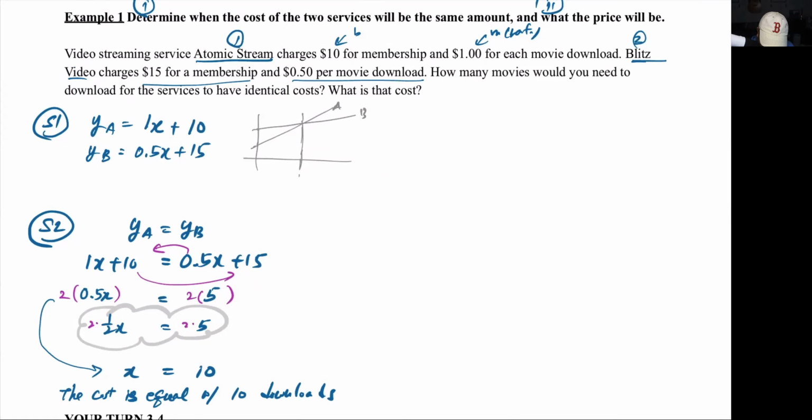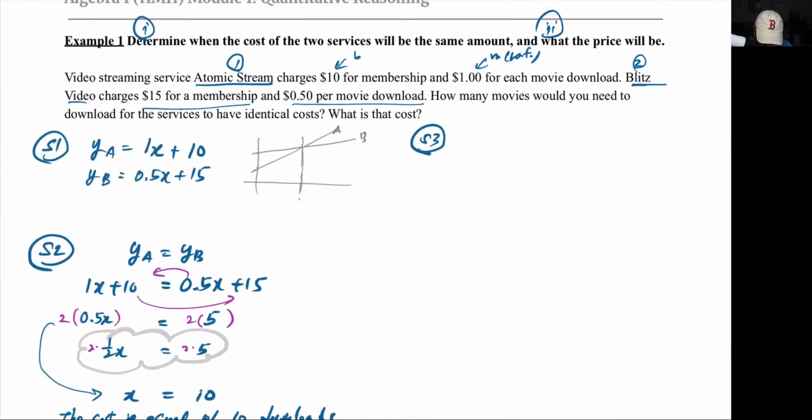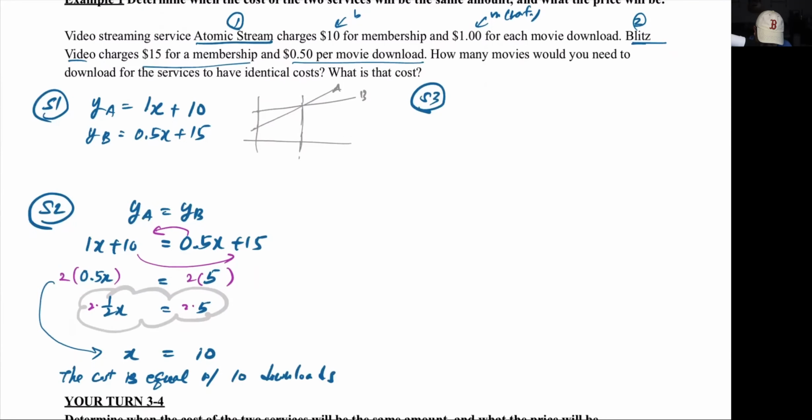Okay, step number 3. Step number 3 answers part 2. Do you see that, guys? Part 2. Will the process be the same? In step 3, we just want to check what y of A is. That is 1 times the 10 downloads plus 10 initial charge, which gives $20. Let's just double check, shall we? It's not a bad idea to do this. So that is a half times 10 downloads plus 15. That's 5 plus 15, which is $20.